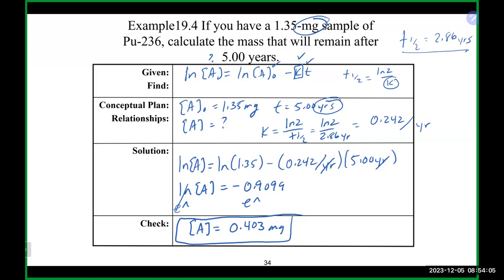Now, it does make sense since it's less than what we started with. If it was more than what we started with, that would not be good. And it also makes sense if you just think about it, that's 5 years, which is roughly just under 2 half-lives. And that's a little bit more of what you should have after 2 half-lives. So again, it's sort of in the right area where we would expect. Any questions on that one there? All right, let's try another one here.